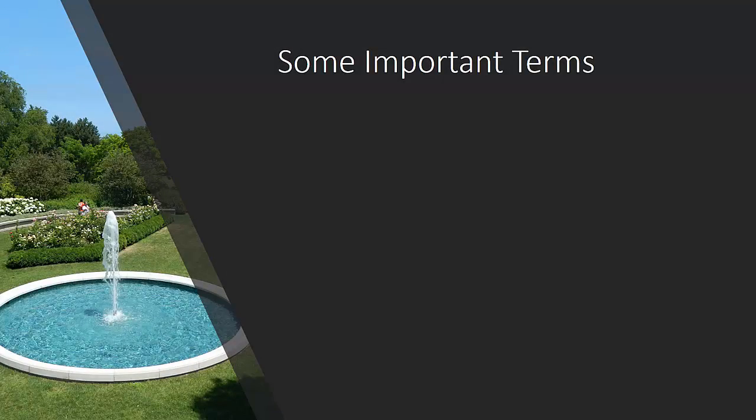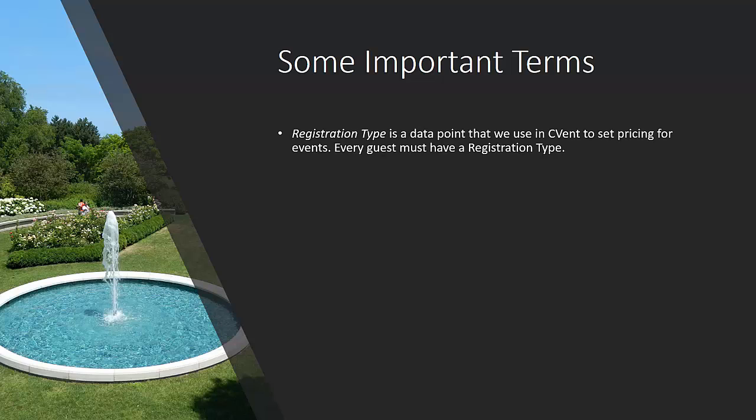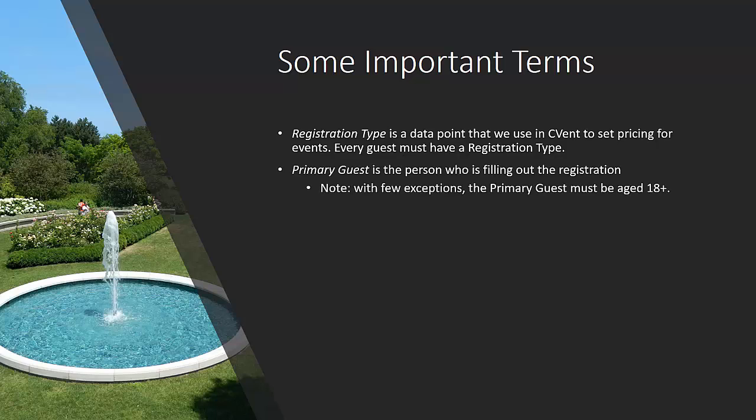We'll start with some important terms. The registration type is a data point that we use in Cvent to set pricing for events. Every guest must have a registration type. A primary guest is the person who is filling out the registration. It's important to note that with few exceptions, the primary guest must be aged 18 or older. Additional guest includes all other people who are registered by the primary guest.